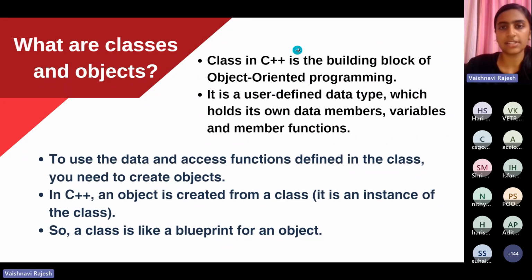So these variables and functions defined inside a class constitute the members of a class. So how do we access these members in a class? We do this by creating something called objects for the class. Objects are the instances of a class, and class is like the blueprint for these objects.